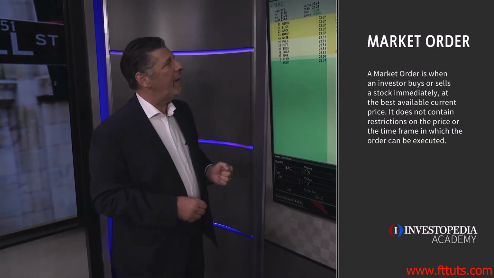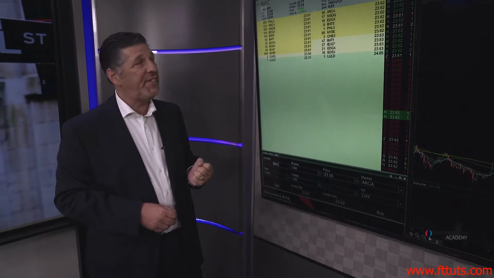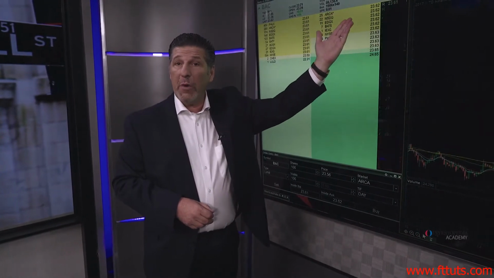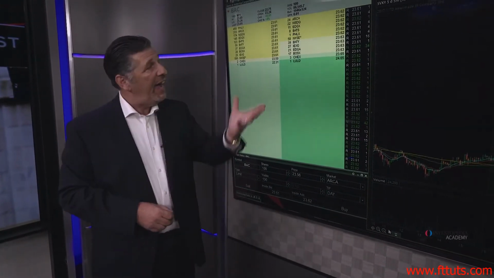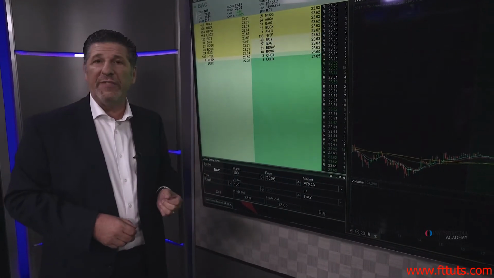So if we look at our market maker, and we can see it's trading $23.62 bid, and it's offered at $23.63. If I wanted to buy this stock, I would put in a market order to buy, and it's going to give me the best available price at the market, whatever that price is. And if I wanted to sell or short this stock, I would just put in a market order to sell the stock, and it would give me the best available price.